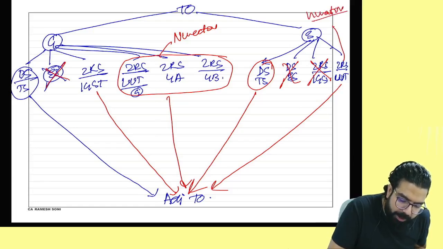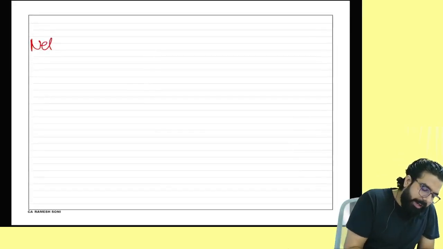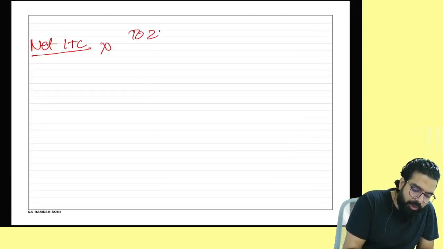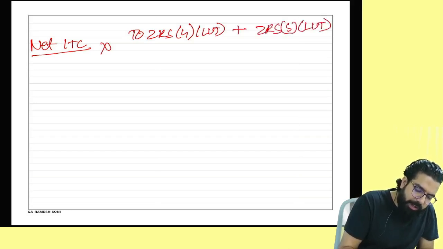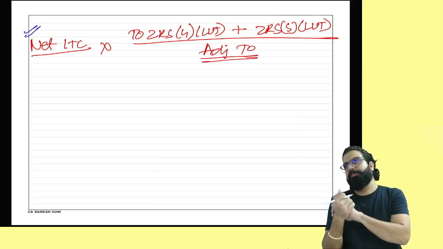I hope everybody understood how to calculate net ITC multiplied by turnover of zero rated supply of goods under LUT plus zero rated supply of services under LUT divided by adjusted turnover. Congratulations, people. We are done with the formula.